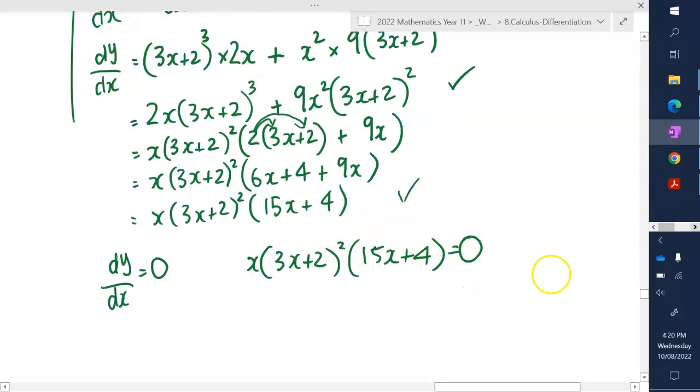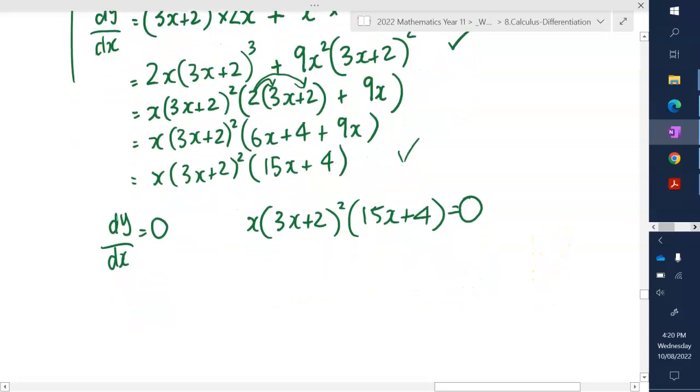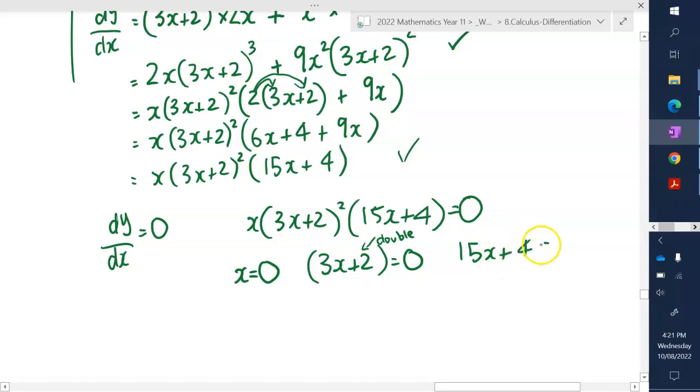Okay, again, thinking back to what we did when we looked at our functions and our quadratics, when we had different parts in brackets equal to 0, we didn't know which part was the 0. One of them is, but we set them all to 0. So our x must be equal to 0 here. Our (3x + 2) squared is going to be equal to 0. I'm just going to write 1 in there. It's going to be a double root for that one. And we've got 15x + 4 is also equal to 0.